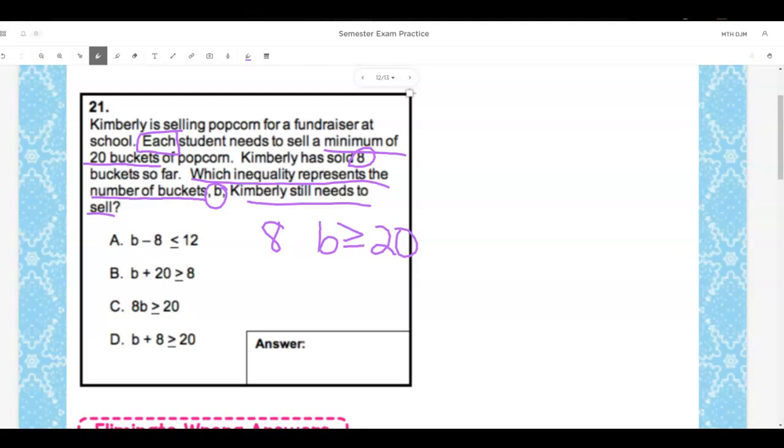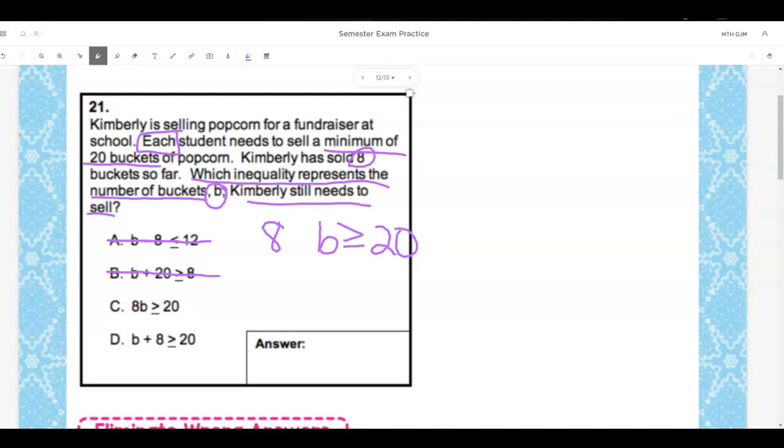Well, A has a 12 and less than or equal to instead of 20. Oh, she still needs to sell. Okay, so A can't be it. B, this is what she still needs to sell, plus 20 is greater than 8. That doesn't even make any sense. No, we have to have equal to or greater than 20, so it has to be one of these two.